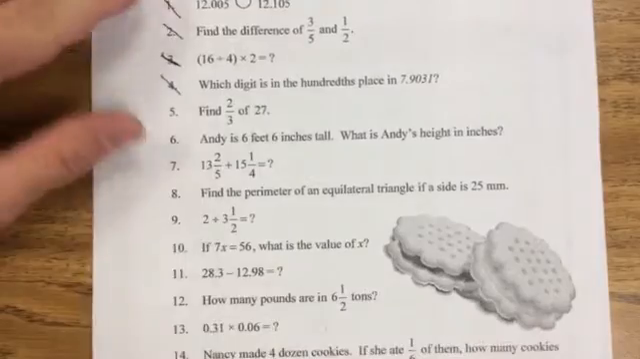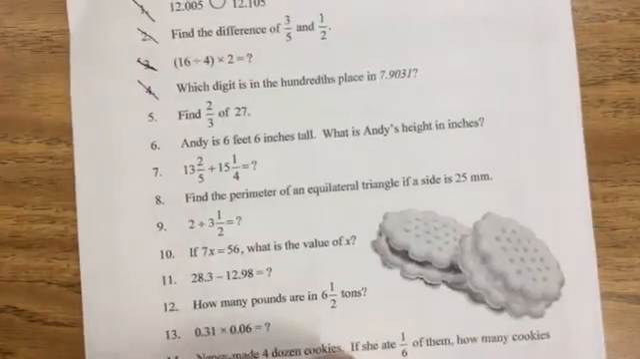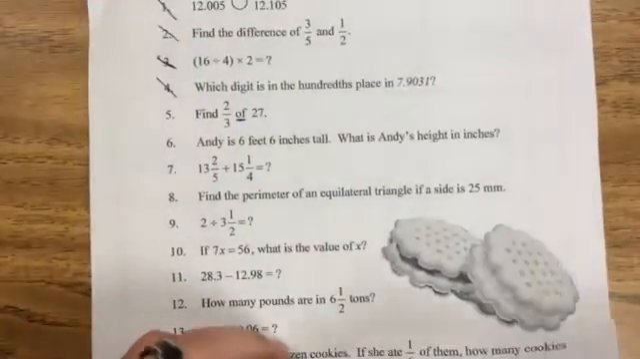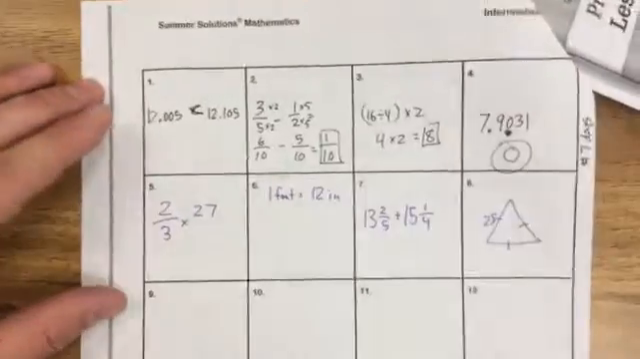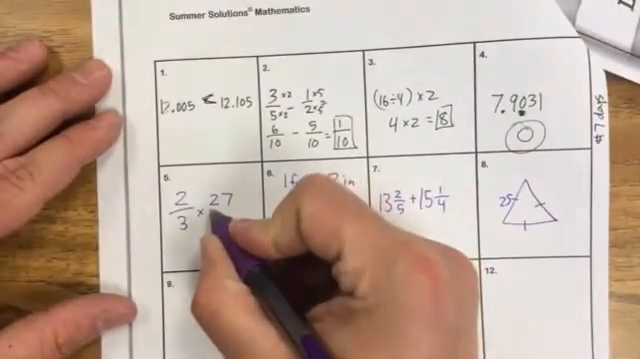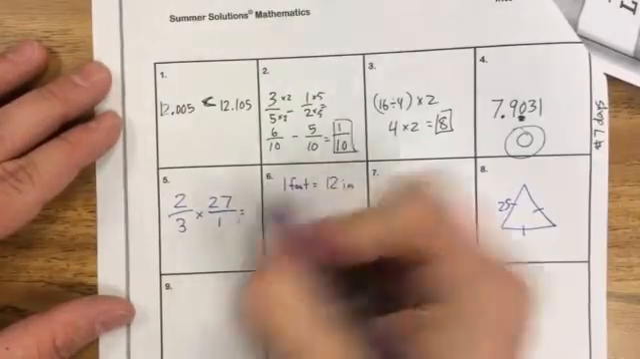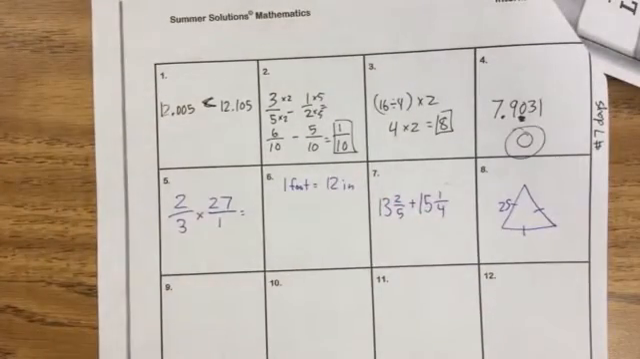Problem number 5, we need to find 2/3 of 27. Please remember that "of" is a keyword meaning multiplication. So basically, we're going to multiply 2/3 times 27. We need to make 27 into a fraction, and you can always make a whole number a fraction by putting it over 1. And then we just do top times top, bottom times bottom.